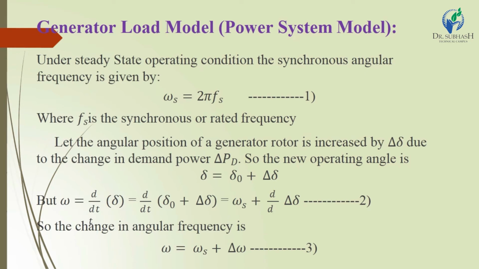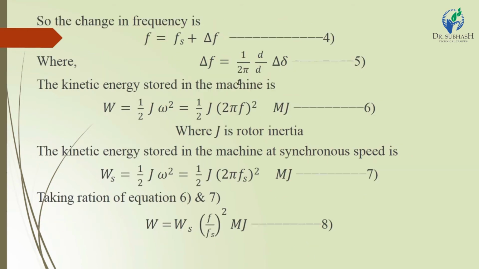But ω = d/dt of angle δ = d/dt (δ0 + Δδ) = ωs + d/dt Δδ, equation number 2. So the change in the angular frequency is ω = ωs + Δω. This is known as equation number 3. So for the change in the frequency, we can write equation number 4: f = fs + Δf, where Δf = 1/2π into d/dt of angle Δδ.